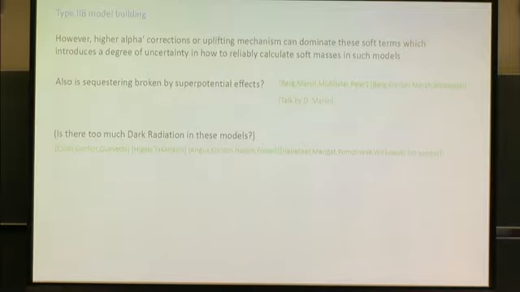Because the soft terms are so suppressed compared to the scale of supersymmetry breaking in the bulk, to the gravitino mass, this means that corrections to this vacuum, so for example, higher order alpha prime corrections, or as I said in the first slide, the universal contribution to supersymmetry breaking that comes from the uplifting mechanism, may in fact dominate these soft terms in the visible sector.